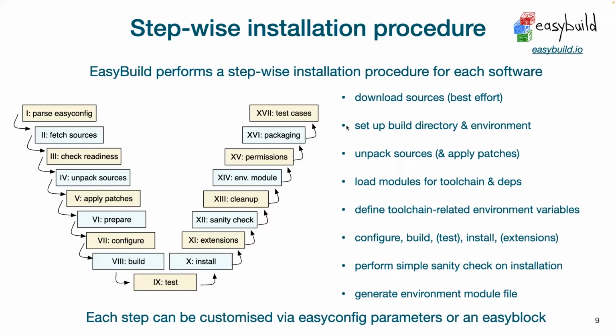So each installation is done through these steps, and how each of these steps are actually filled in. So what the configure step does, for example, is determined by an easyblock. So that's like a Python script, and also what's specified in the easyconfig file through easyconfig parameters. So that's a bit high level, but maybe it gives you an idea of the structure that's behind the installations that EasyBuild does.